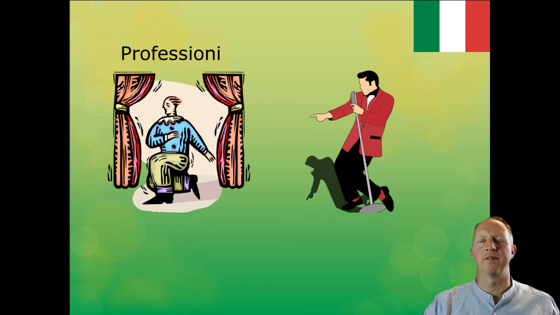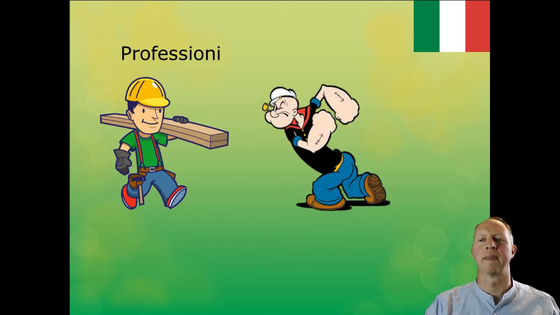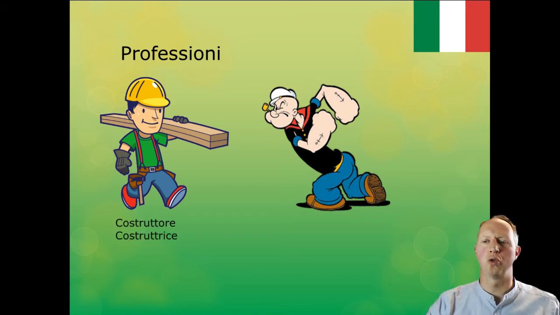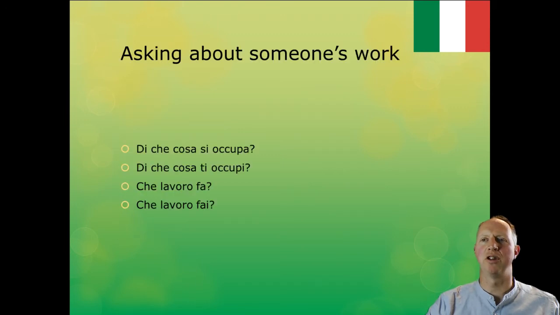Okay, we have different male and female forms for actor and actress. So attore, actor, attrice, actress. Singer is the same for both male and female, is cantante. Okay, the last couple, a builder is uno costruttore, or female costruttrice. And sailor is un marinaio. So let's look at some examples of how we would use these in a minute.